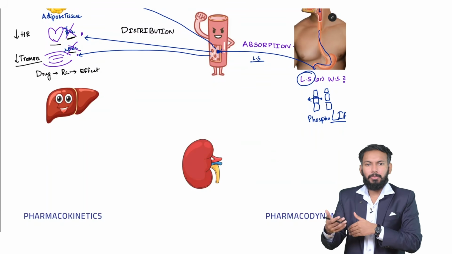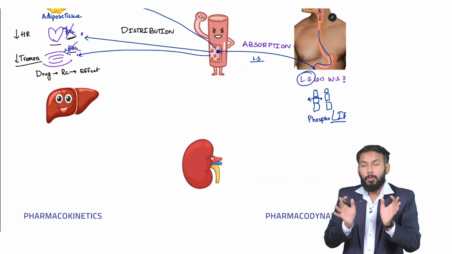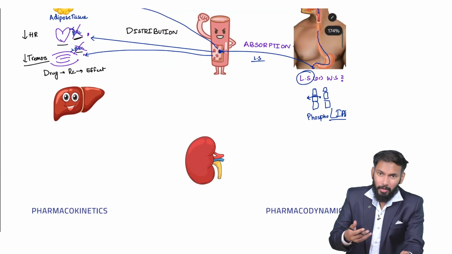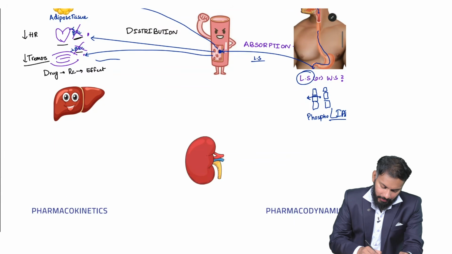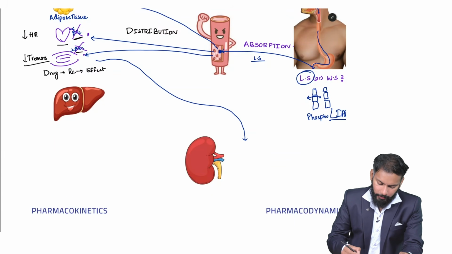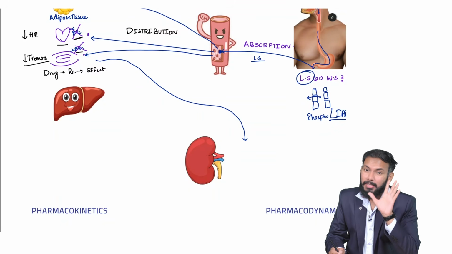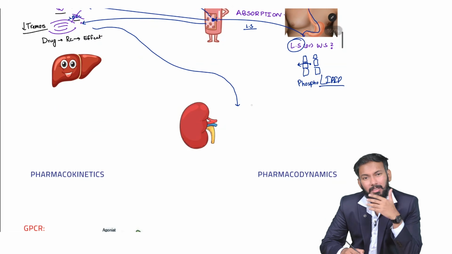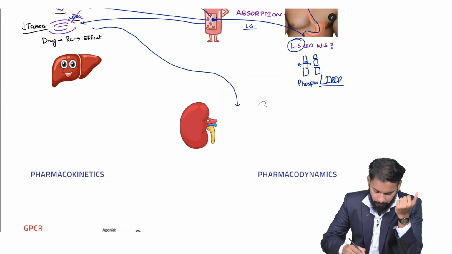So, it can be either from feces or urine, but mostly through kidneys in urine. That's all. So, let us suppose we have gotten the effect and now the drug is trying to be excreted out of the body. Please don't write this down. Let us imagine the drug is trying to be excreted from the body. Now, what is the functional unit of the kidney? All of you must know this. Yes, the functional unit of the kidney is the nephron.